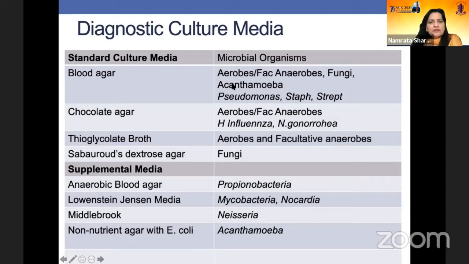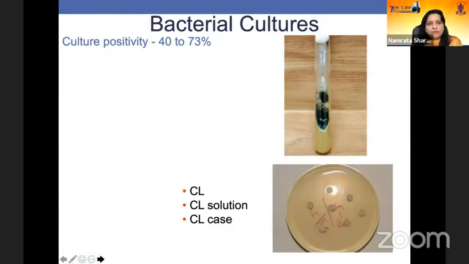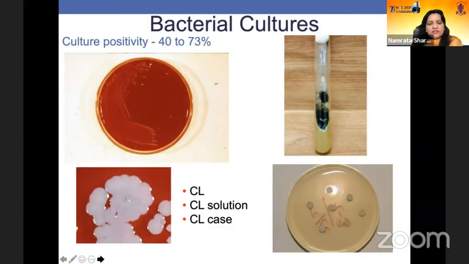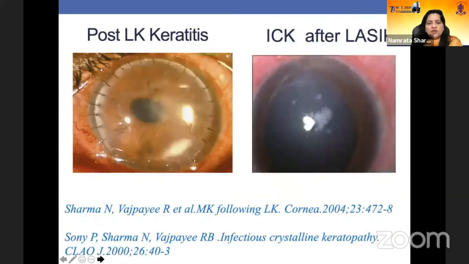For diagnostic culture media, cultures have to be sent, and the standard culture media are blood agar or chocolate agar, and Sabouraud dextrose agar for fungi. Apart from this, there can be supplemental media, so LJ media for Mycobacteria, and non-nutrient agar with E. coli for Acanthamoeba. Of the bacterial cultures, the positivity rate is 40 to 73%, and everything related to this, including the contact lens solution, case, and sutures, should be sent for culture.